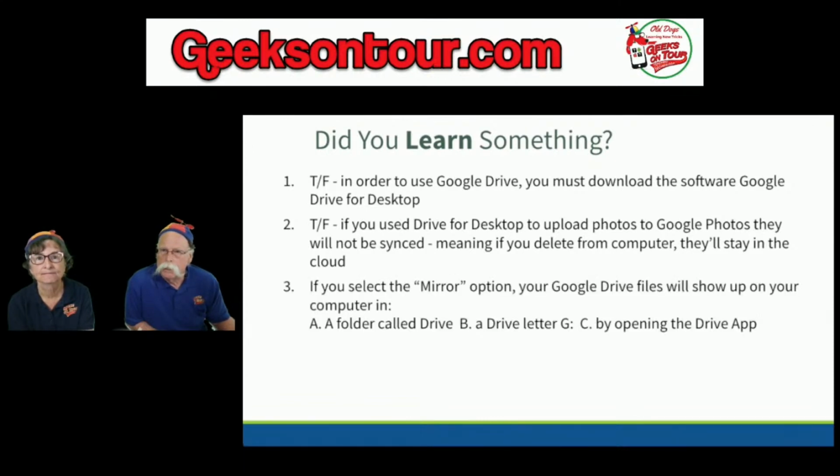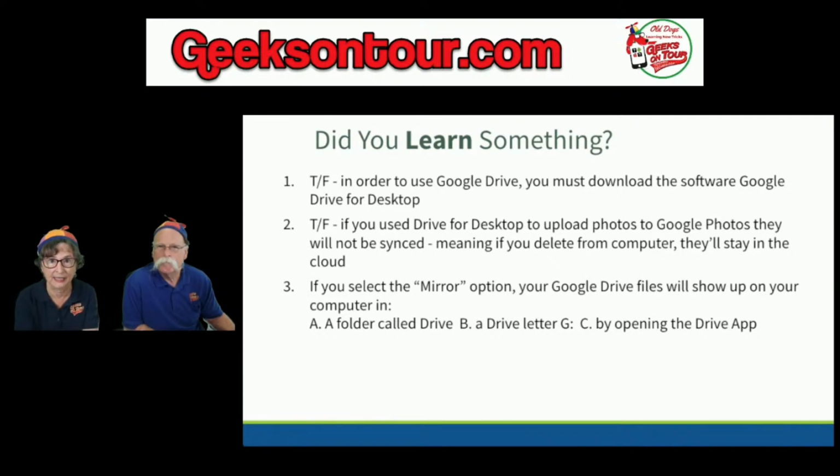If you select the mirror option, your Google Drive files will show up on your computer in A, a folder called Drive, or B, a drive letter, G or C, by opening the Drive app? Mirror. Remember, streaming creates the drive letter, but mirroring creates a folder called Drive, just like it used to be. This is good to know. A is the answer to that one, selecting the mirror.